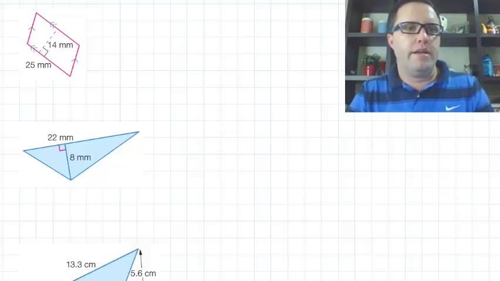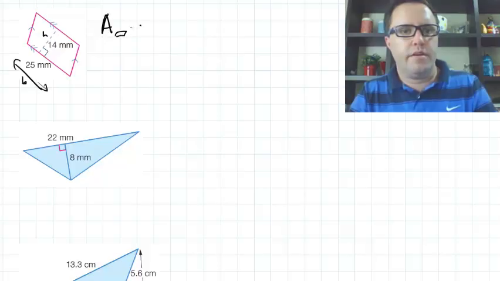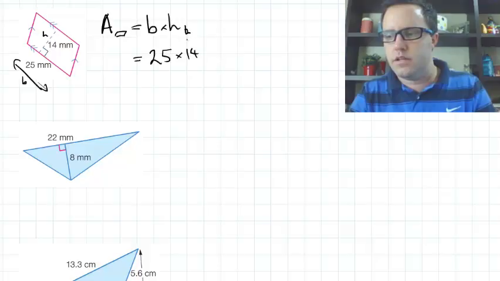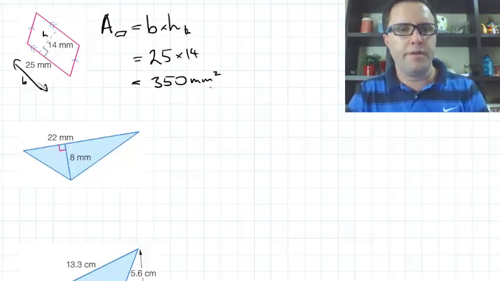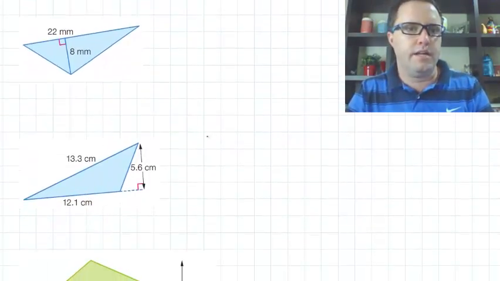So remember, all that matters is that the two lengths are at right angles to each other. So it's shown here that it's a right angle, and I've got 14 as the height part and 25 as this base piece here. Okay, so there's my base, here's my height. So I'm going to go area of parallelogram is equal to base times perpendicular height, which is 25 times 14, which is 350 millimeters squared. Okay. All right.